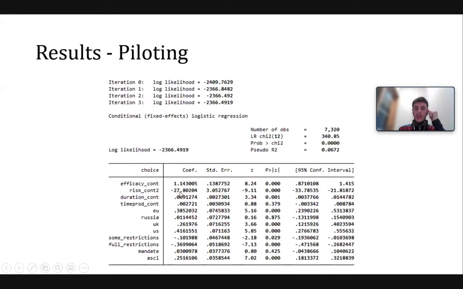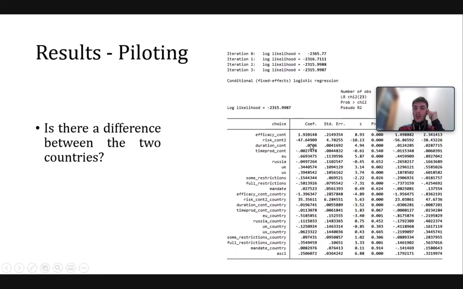So before we had minus 27 for both, now we have a minus 47, and if we look at the country, we have a 35 for the US sample, okay? So this clearly tells you that for the US, the risk of severe side effect is less relevant compared to the Italian sample. And you can go on with this for all the other attributes.